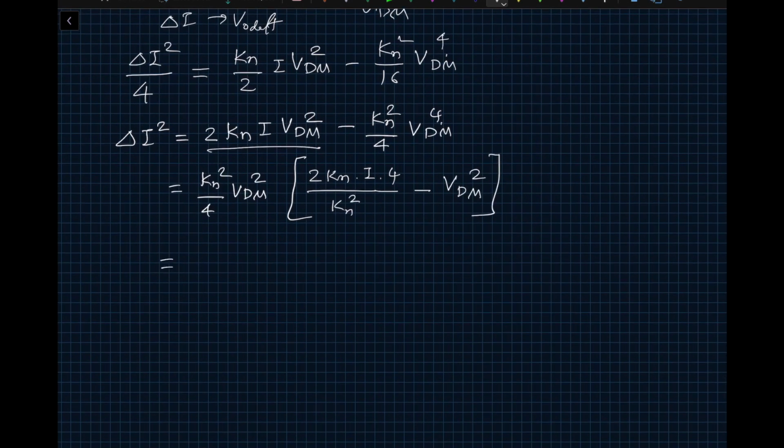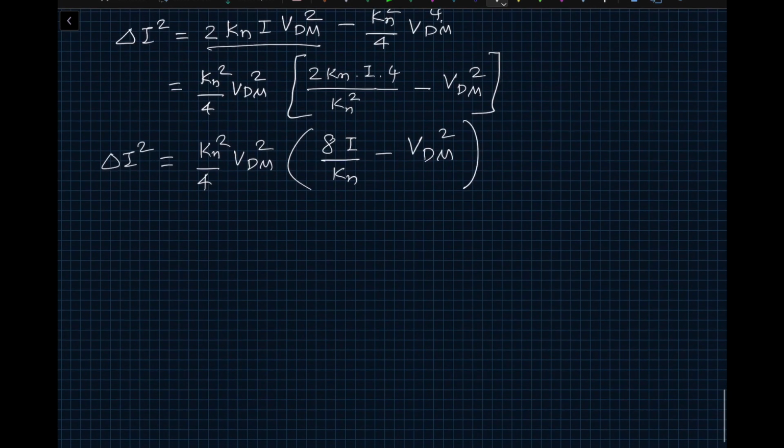So this again gives you, we can clean it up a little bit. So this would look like Kn square divided by 4 VDM square, and in the bracket you will get 8I divided by Kn minus VDM square. So now we can take the square root on both sides, and then you should see delta I will be equal to Kn divided by 2 VDM, because we're taking the square root, and then this is also a square root term, which is 8I divided by Kn minus VDM square.